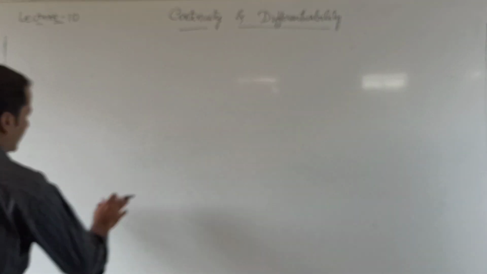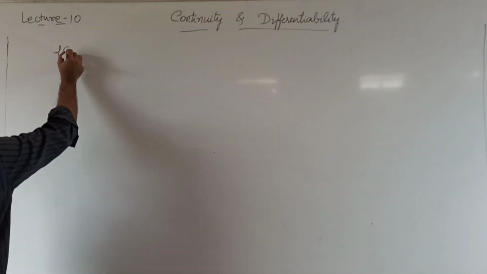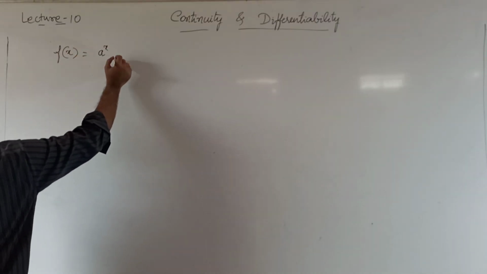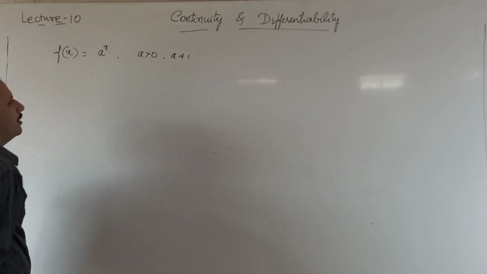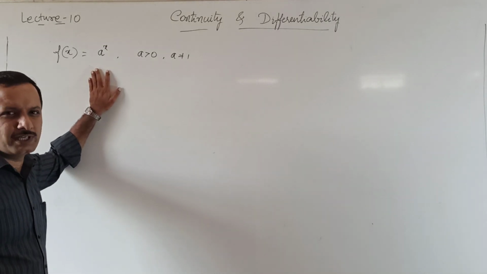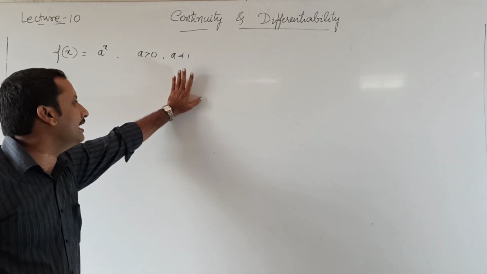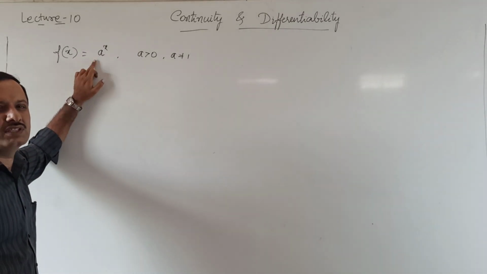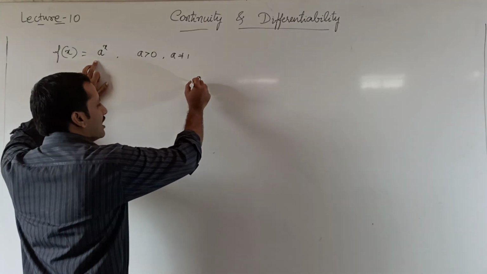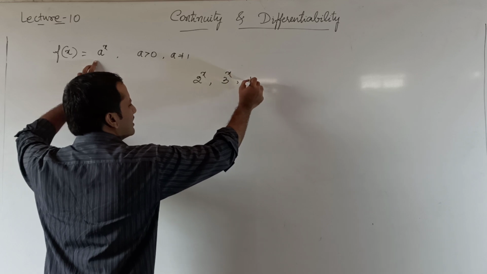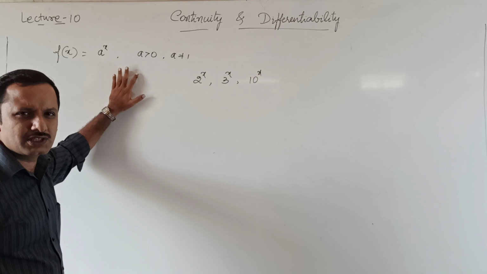What is an exponential function? Say f of x is equal to a power x, where a is greater than 0 and a not equal to 1, is called an exponential function. A is any positive real number not equal to 1, then f of x is equal to a power x is called an exponential function. For example, 2 power x, 3 power x, 10 power x, etc. These are called the exponential functions.